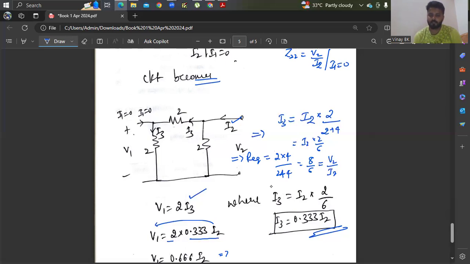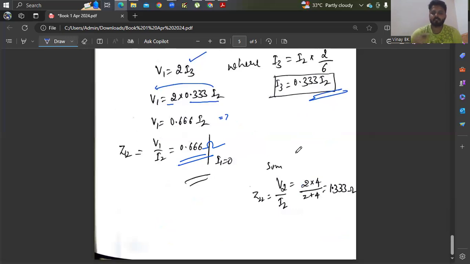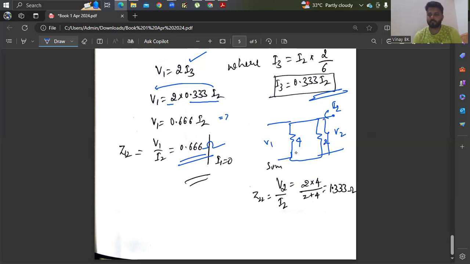You can see here, this is R equivalent, V2 by I2 ratio. Therefore, V2 by I2 ratio can directly be written as, here 4 ohm, here 2 ohm, I1 is 0, V1 you have, here I2 is flowing, and here V2, and it is 2 ohm. So voltage across this, V2 by I2 ratio is nothing but R equivalent value. Therefore, 2 into 4 divided by 2 plus 4, you can get 1.33 ohm.